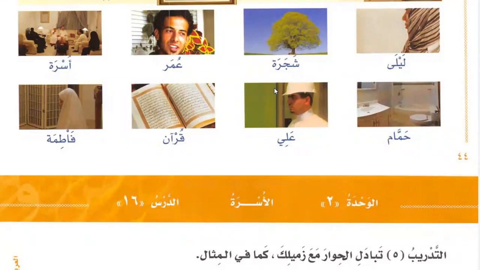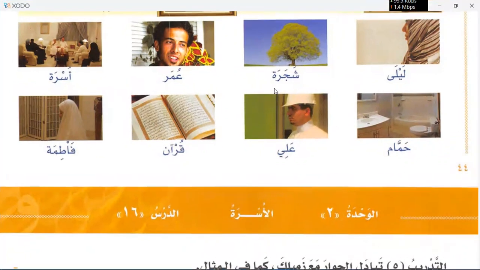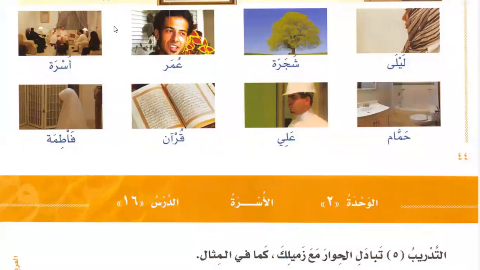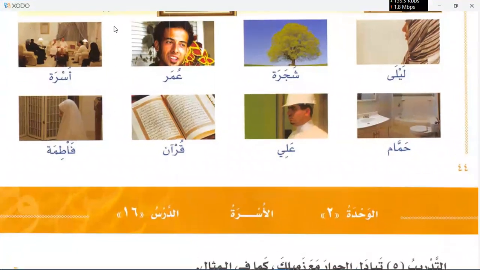Ma hadhihi? What is this? Hadhihi shajara. This is a tree. Man haza? Who is this? Haza Umar. This is Umar. Man haza? Ma hadhihi? Usra is a feminine word. Okay. Ma hadhihi? Hadhihi usra. This is the family.